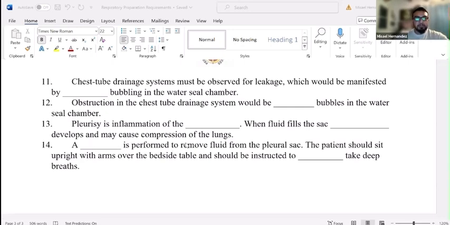Number 14, a blank is performed to remove the fluid from the pleural space. The patient should sit upright with arms over the bedside table and should be instructed to blank take deep breaths.